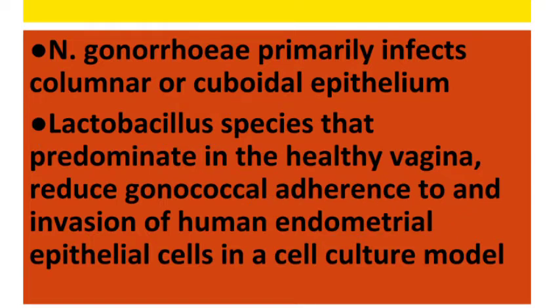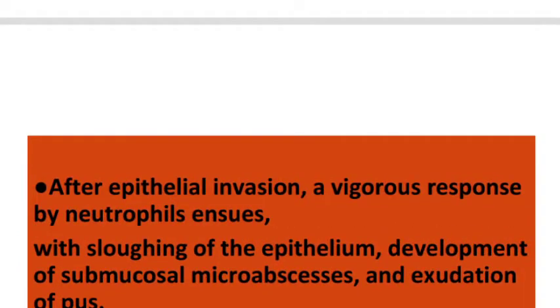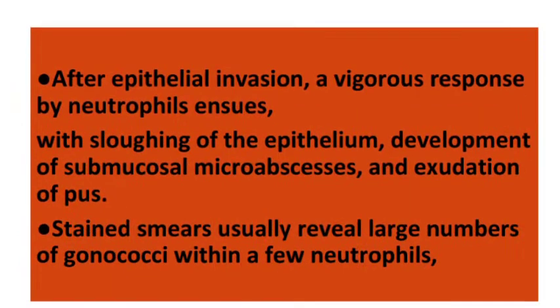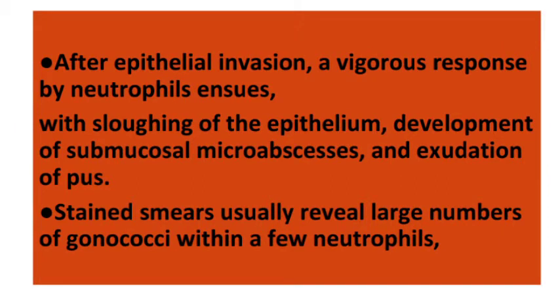Now, after invasion of cuboidal or columnar cells by these bacteria, what happens? After invasion of epithelium, there is a vigorous response by neutrophils. That is, neutrophils enter those areas and start their response and start killing this kind of bacteria. Now, due to this response, it results in shedding off, that is sloughing off, of the epithelium.